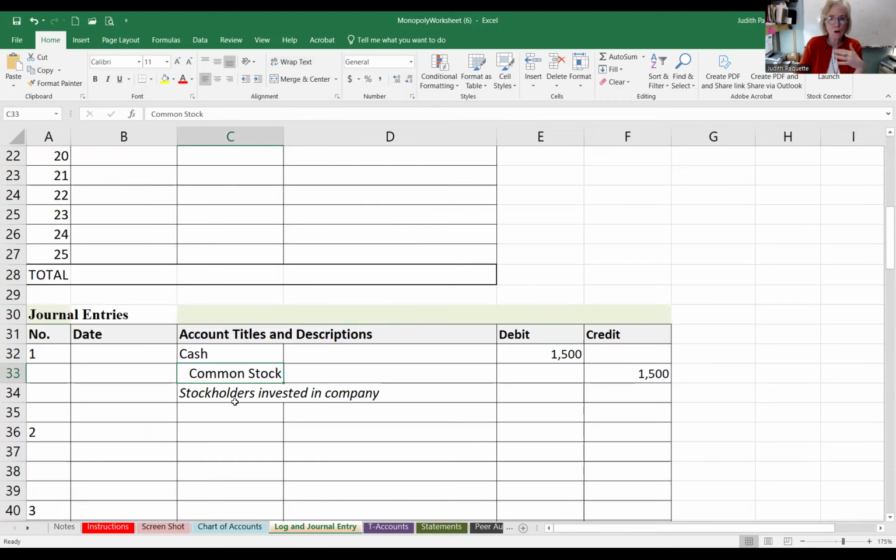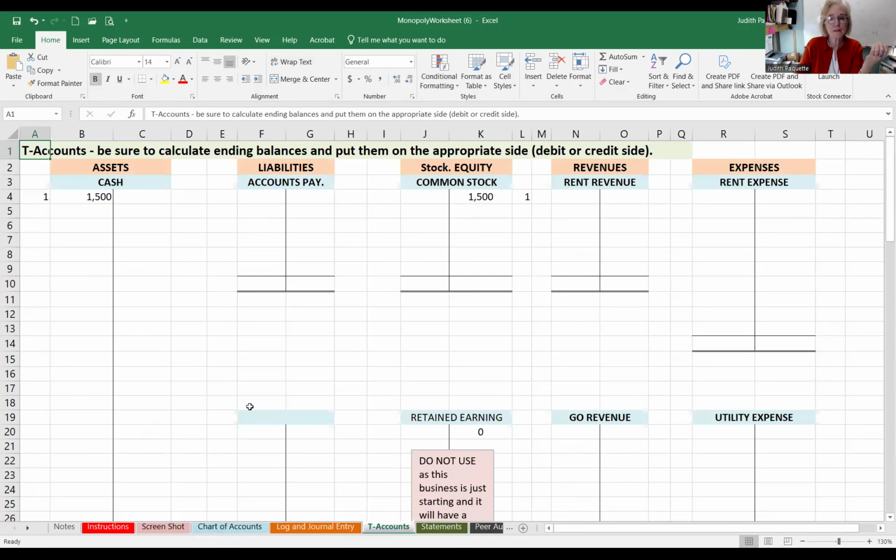So after you've done all your journal entries, you're going to post them to the T accounts. Each account has its own T account. All right. Cash has a T account. Common stock has a T account. So I've gone ahead and posted this first transaction. You will post the remaining 24. First you will have the remaining 24 transactions on your log sheet. Then you will create journal entries, and then you will post your journal entries to the individual T accounts.